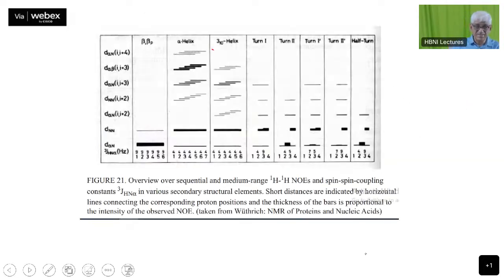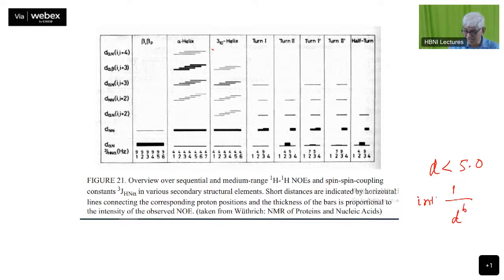Okay, so now here is a dictionary kind of thing, what sort of peaks you will get in the NOESY spectrum. And this depends, as I said, on the distance. Distance between two protons should be less than 5 angstroms. If the distance is less than 5 angstroms, you will see a peak. But the intensity of the peak will depend upon the actual distance, because the intensity is proportional to 1 upon d to the power 6.